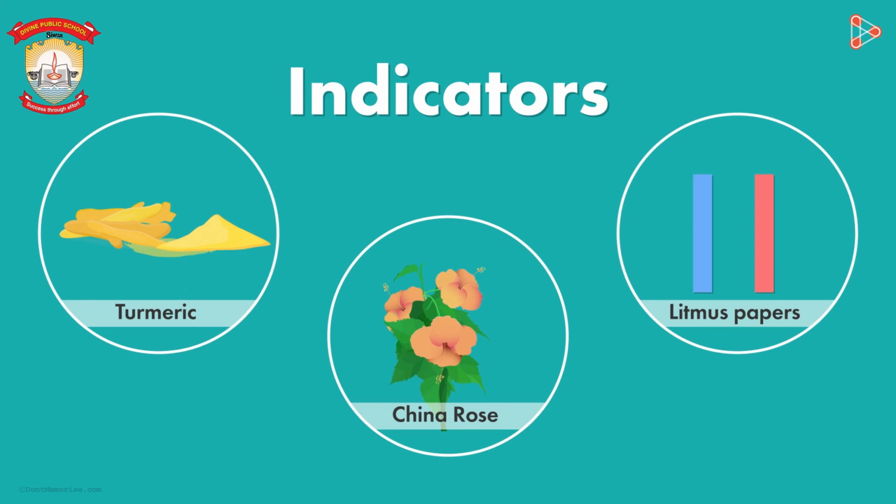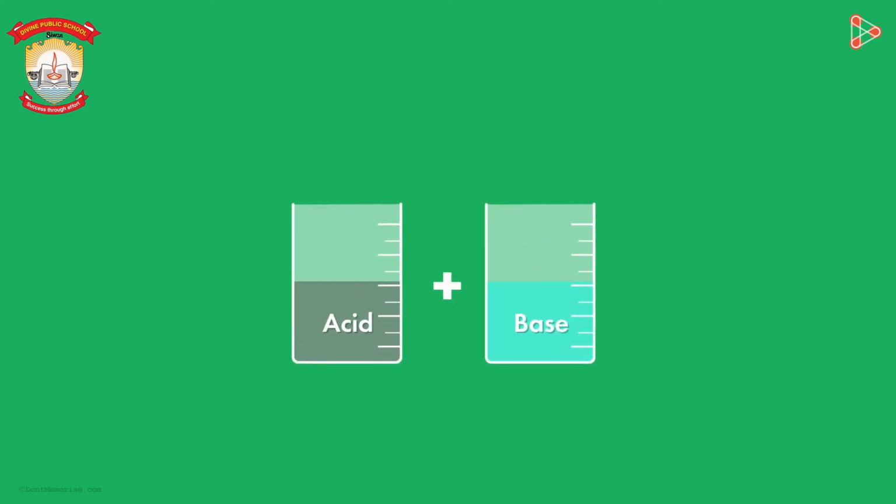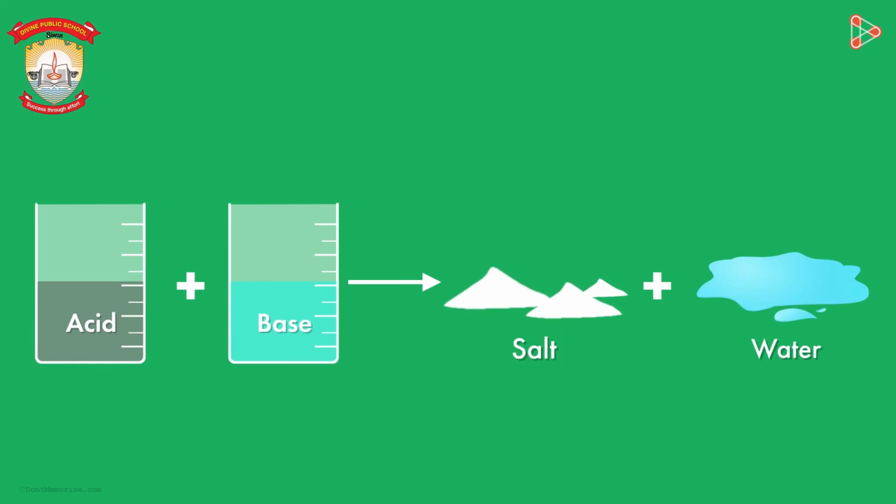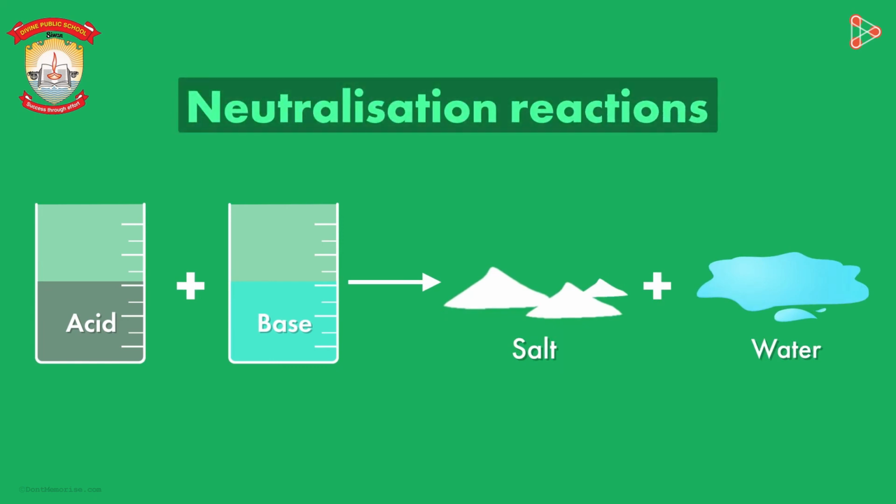Let us now move ahead and find out what happens when we mix an acid and a base. But we know this already. We have seen that an acid and a base when mixed give us salt and water. Let's study this neutralization reaction in detail in the next video.